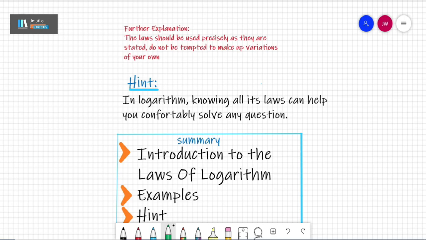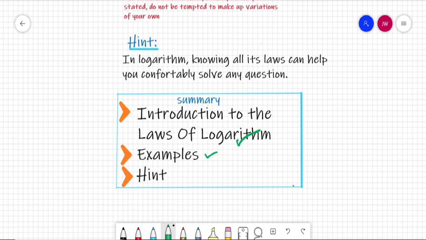Here is the summary for the class. In today's class, I introduced you to the first 4 laws of logarithm. I gave you examples for each, and finally, I just gave you a hint.